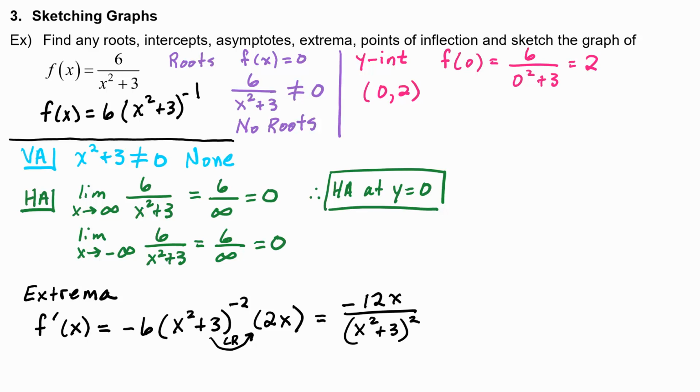Now we know to find the extrema, we are going to need to set that equal to 0 or does not exist. We've already talked about this: the denominator is never going to be 0. Remember, we talked about that up here. So this will never happen. And the numerator is going to be 0 at x equals 0. So this is our only critical number.